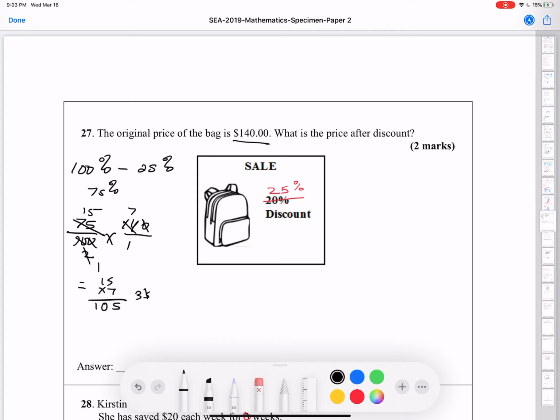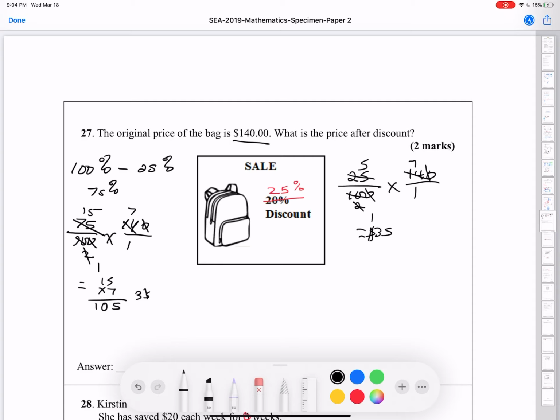So you find 25% of 140. 0 cancel with 0. 5 into 10, 2. 5 into 25, 5. 2 into 2, 1. 2 into 14, 7. 7 5s are 35. Some children believe that this is the answer and it's not.